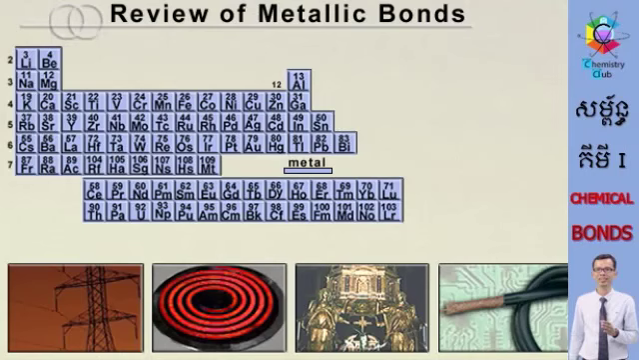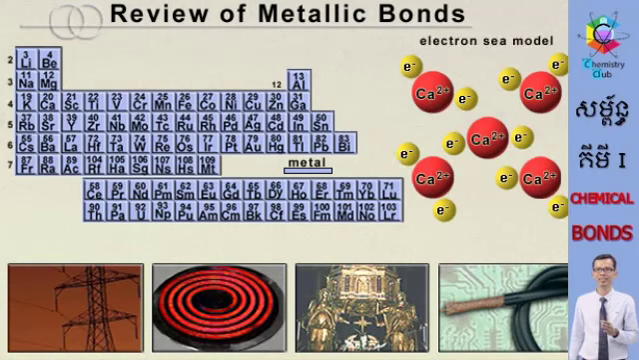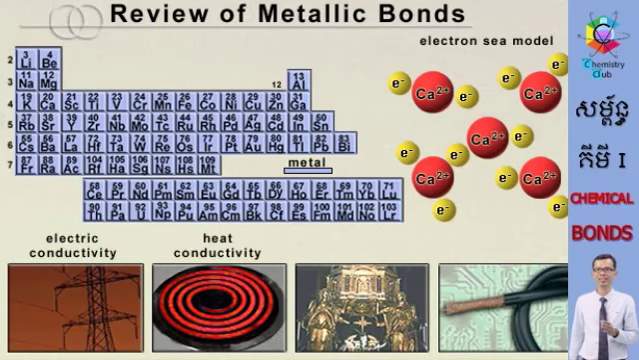A quick review of metallic bonds reminds you that only metal atoms are involved in metallic bonds. The electron sea model is used to describe the way in which metals bond. Electrons move freely among the various cations that are closely packed in a metal. This free movement of the electrons gives metals their characteristic properties, such as electrical and heat conductivity, malleability, and ductility.